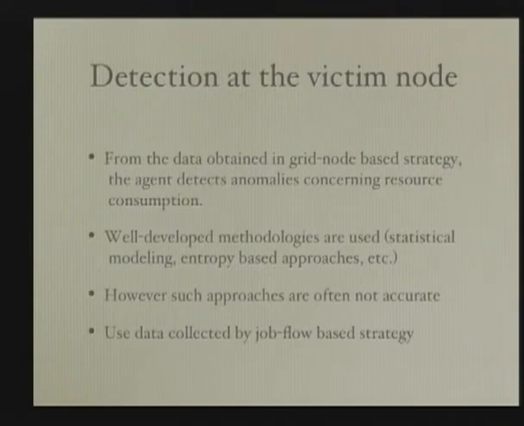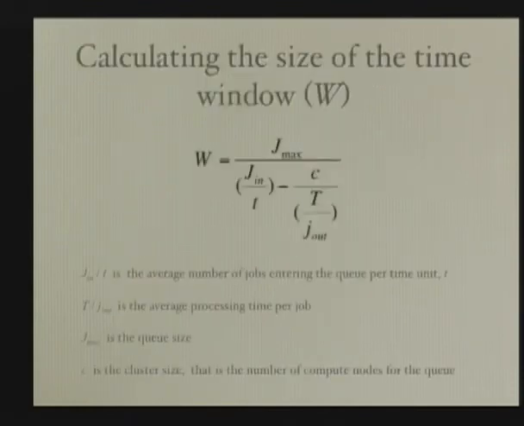To detect anomalies concerning resource consumption, we need to employ the concept of sliding time windows. Sliding time window means how often you are going to monitor the resource consumption. For the case of queues, as I mentioned, there are many factors to decide the sliding time window. The first one is the average number of jobs entering the queue per time unit. And the next factor is the average processing time per job.